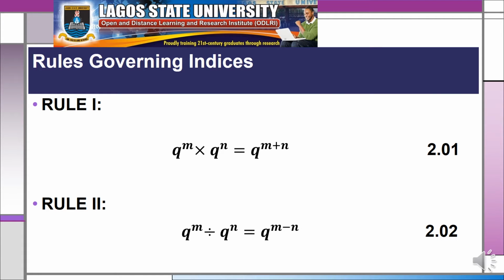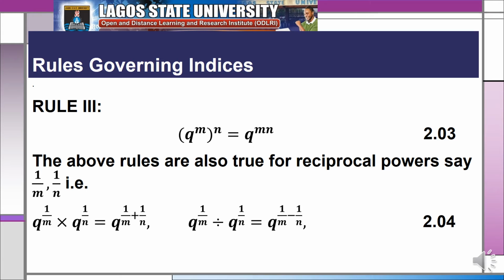Rule 1. q raised to power m times q raised to power n is equal to q raised to power m plus n. That is, the powers are added when it comes to multiplication. Rule 2. When it comes to division, the powers are subtracted from each other. Rule 3. q raised to power m, raised to power n, is the same as q raised to power m times n. The above rules are also applicable to reciprocal powers.